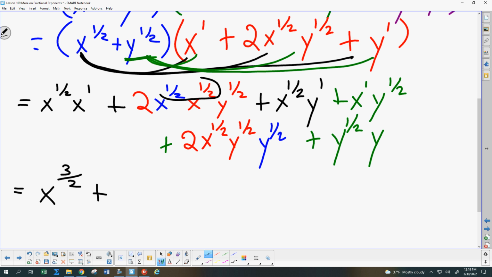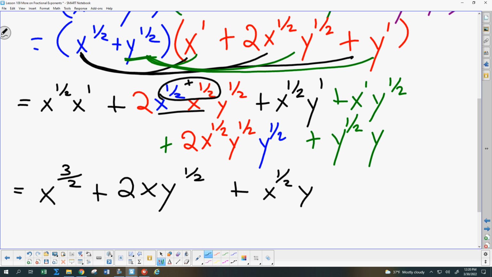So the x's have the same base, so I need to add those exponents. So that becomes 2x y to the 1/2. And then I have plus x to the 1/2 y. And then I have this green one, plus x y to the 1/2. So far, so good. And then I have this plus, or no, then I need to simplify this one.